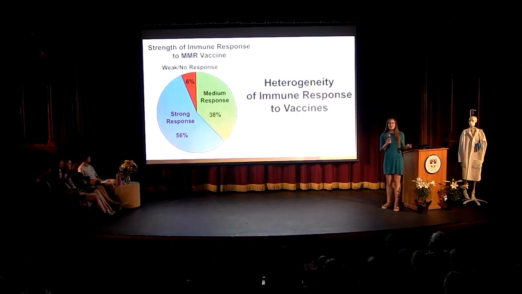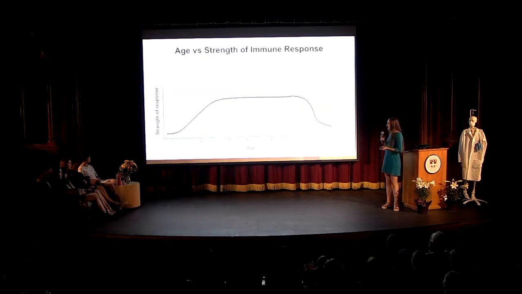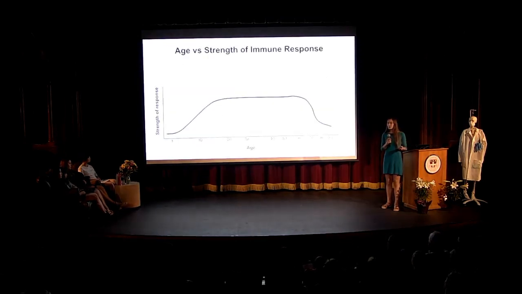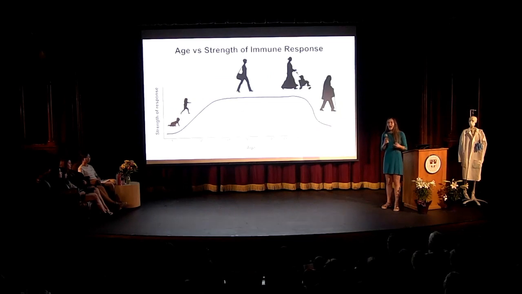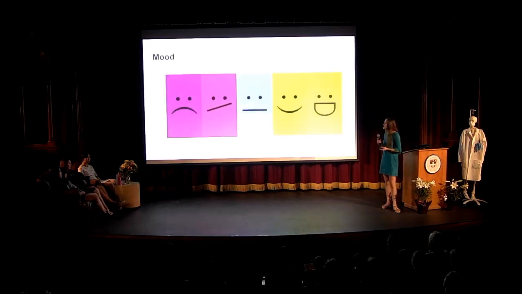So what causes this heterogeneity? Well, one well-known factor is age. As infants, our immune system is relatively weak, but as we grow, it matures, and at adulthood, the strength of the immune system plateaus, and later in life, the strength starts to decline. However, a less well-known factor that also influences our immune system is mood.